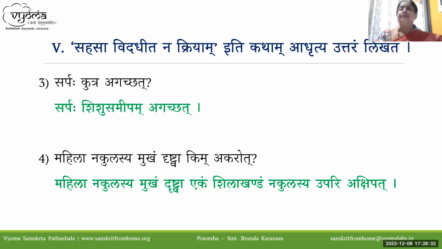That's point number one. But even those questions, when you're answering, I'll give you a technique to make sure you make minimum mistakes in writing the sentence. Try and pick up the words. Can you see the cursor? I'm moving the cursor. Try and pick up the words from the question itself, and kim akarot is replaced by ekam shila khandam upari akshipat. I wanted to say like that only, but before that she thought and then she did. That is what I wanted to add. Because achintayat is already given in your textbook, I didn't want to repeat that.